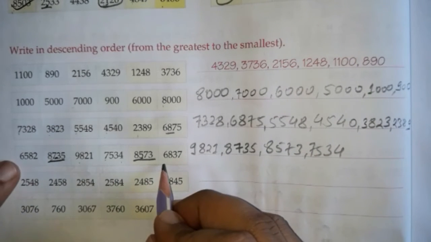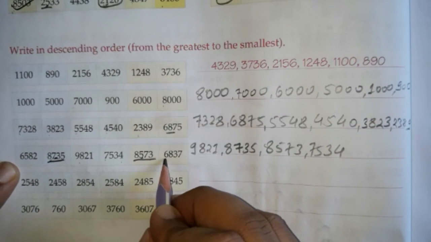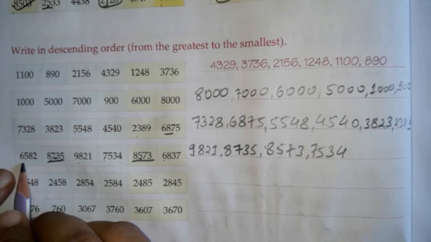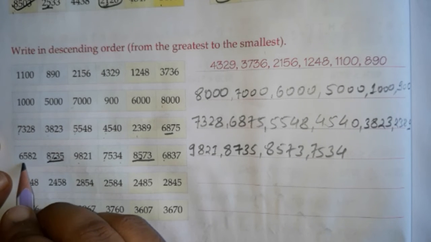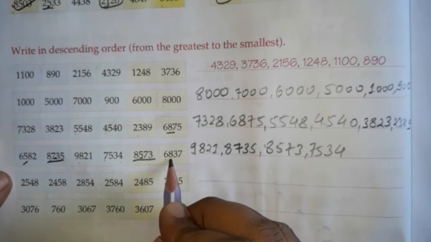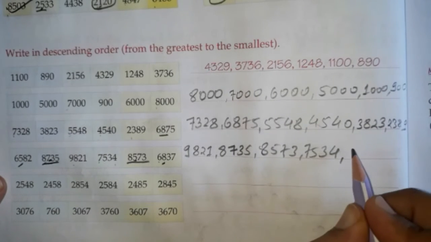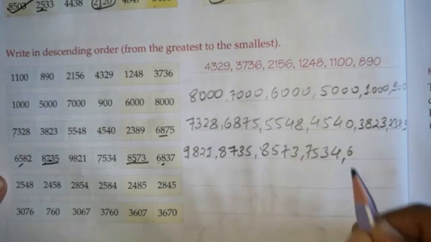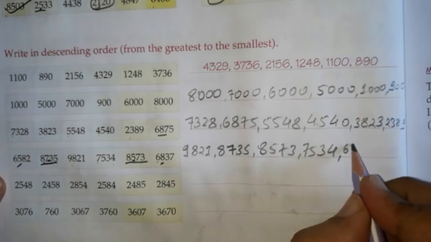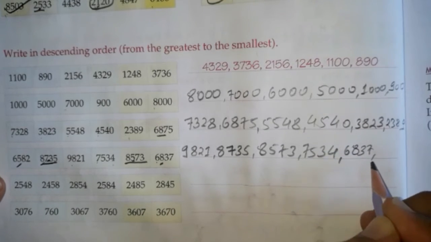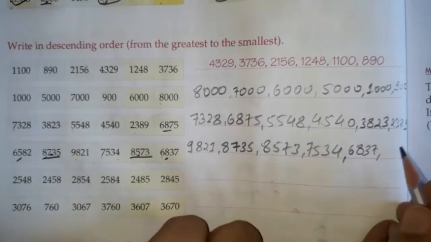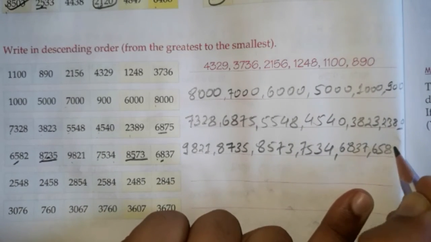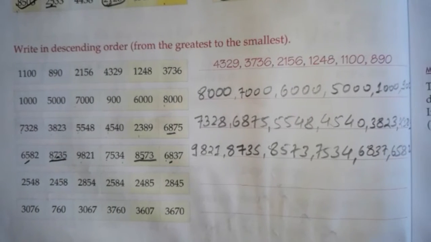Next we have two numbers starting from 6. We'll check the next digit, here it is 5 and here it is 8. So the greater number among them is 6837, and here it is 6582. Like this all the questions can be solved.